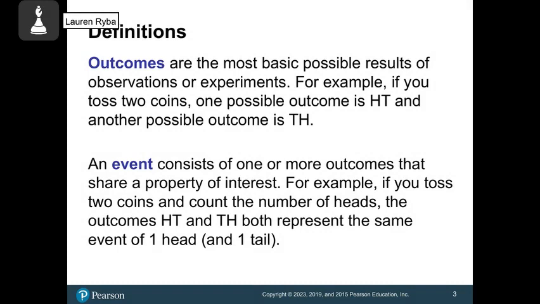Outcomes are the most basic possible result of an observation or an experiment. For example, if you toss two coins, one possible outcome is head, then tail. Another possible outcome would be tail and head.